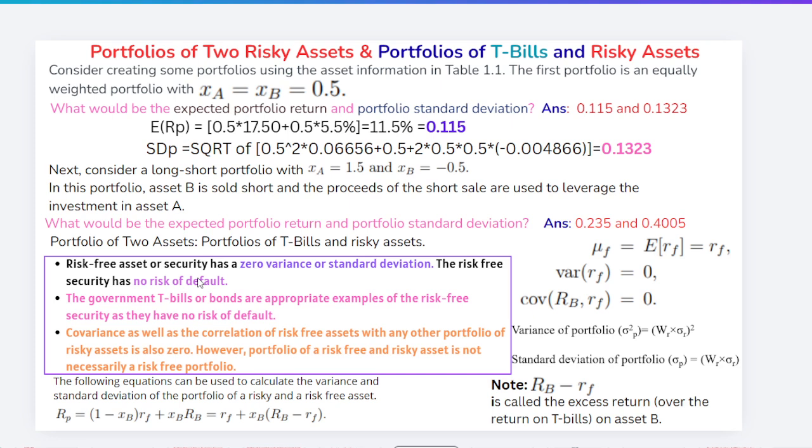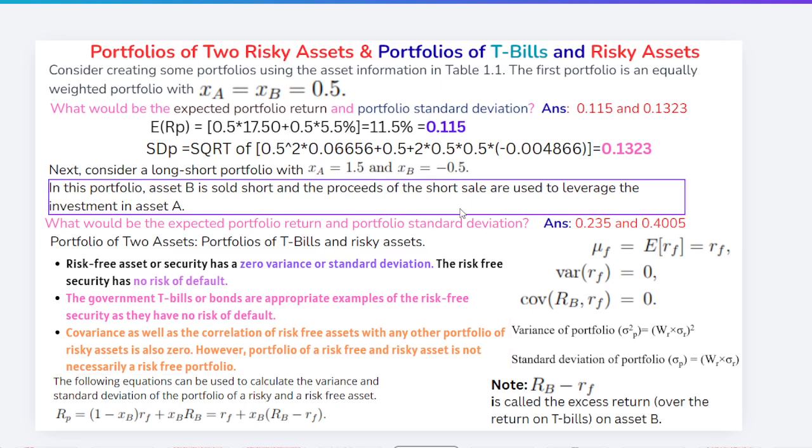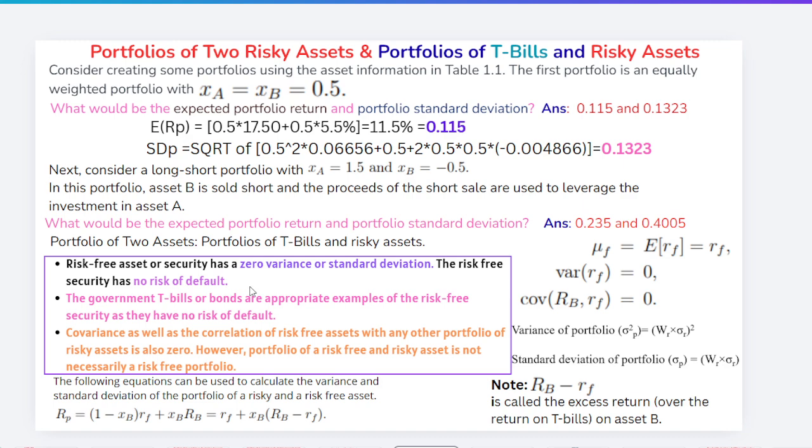At the same time, there might be situations where we compare a portfolio of two risky assets with a portfolio of the treasury bill and a risky asset, so one is risk free and the other is risky. Simply understand here, friends, that a risk free security has zero variance or standard deviation, since it has no default risk. One example is government treasury bills and bonds, which have no default risk. The covariance and correlation coefficient of the risk free asset with any portfolio of risky assets is also zero, but that does not necessarily mean the portfolio of risk free and risky assets is a risk free portfolio.